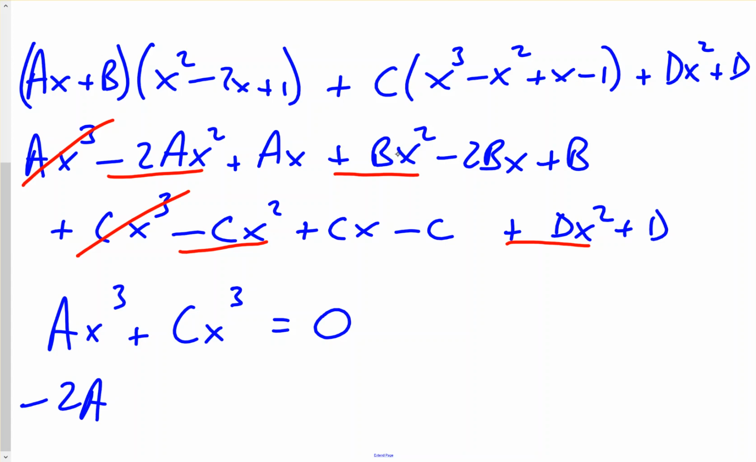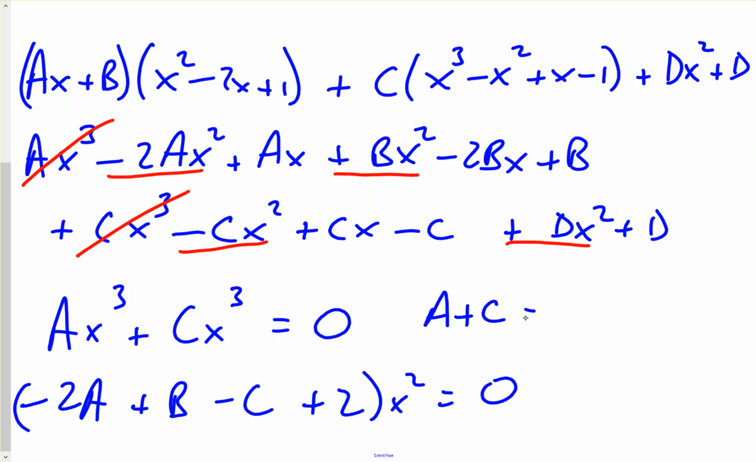Alright, let's just do it with the a's, b's, c's, and d's. So negative 2a plus b minus c plus d. These are all for the x squareds. This has to be 0. Here we got the a plus c has to equal 0.